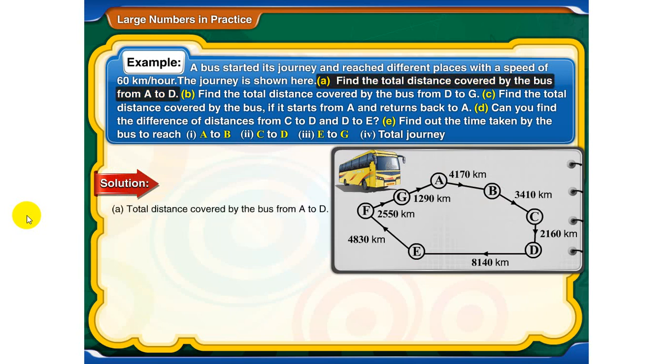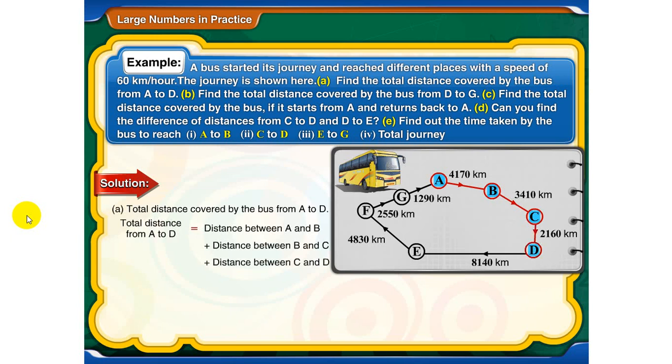Solution. A. Total distance covered by the bus from A to D. Journey started with point A. So, initial or origin point is A. Total distance from A to D is equal to distance between A and B plus distance between B and C plus distance between C and D.